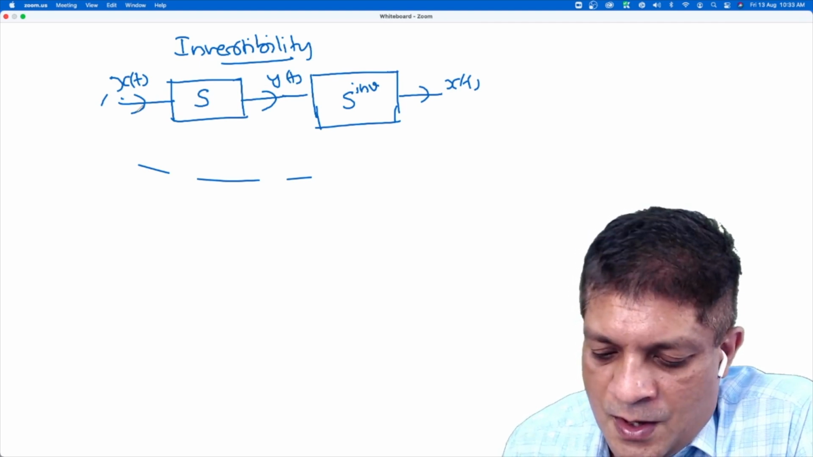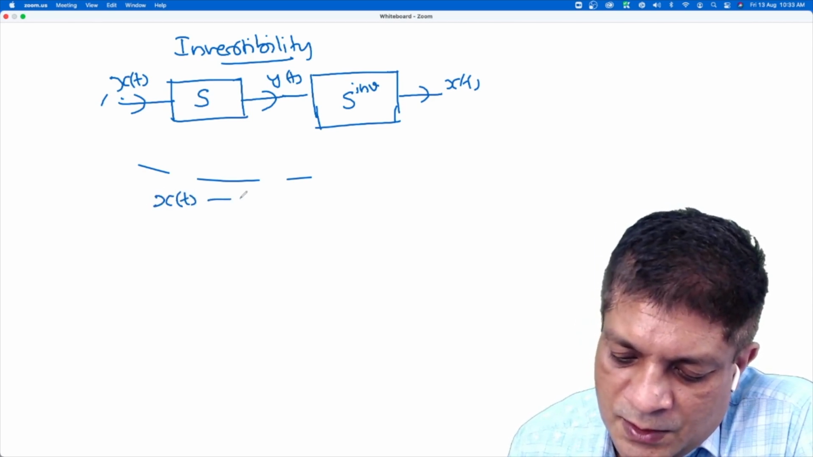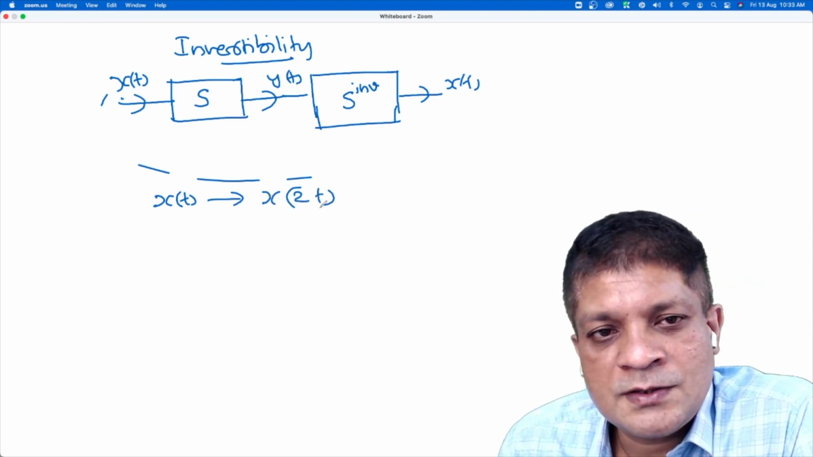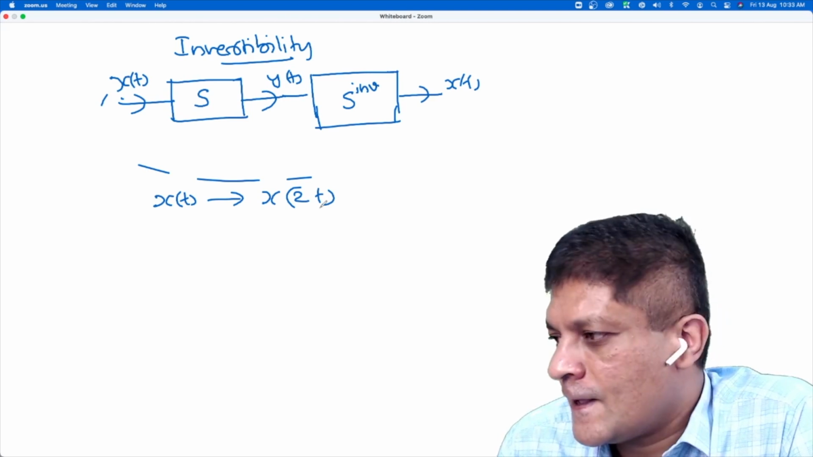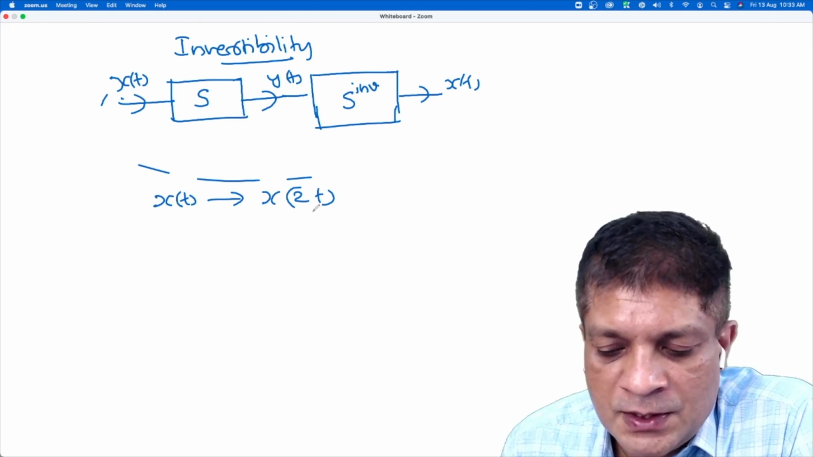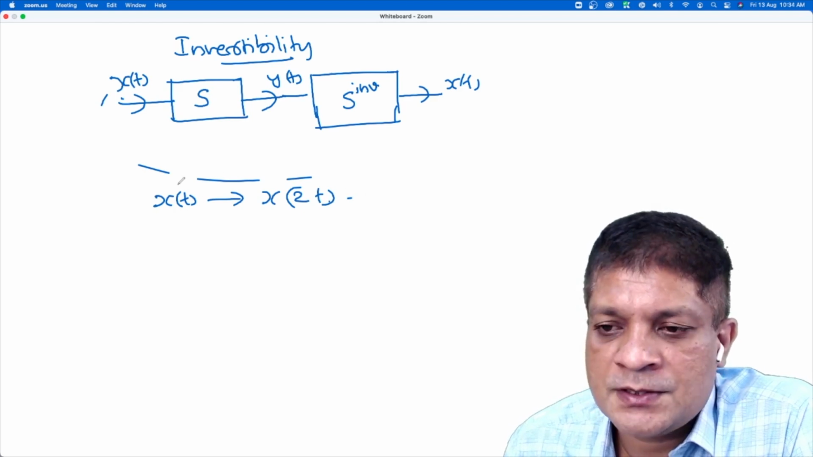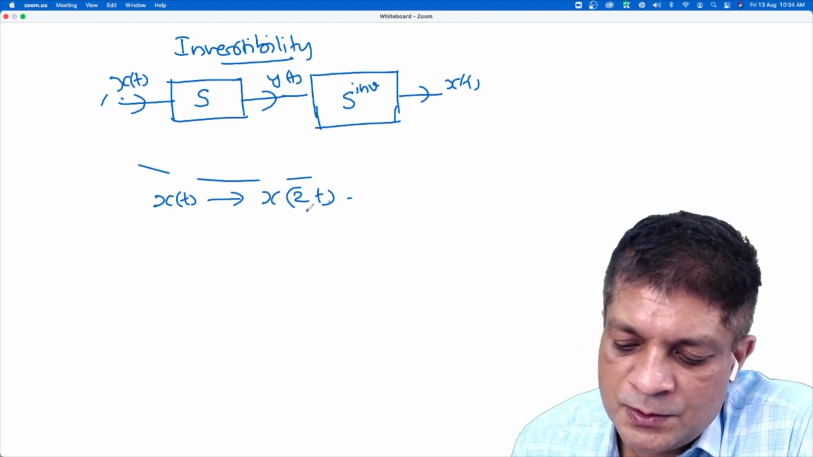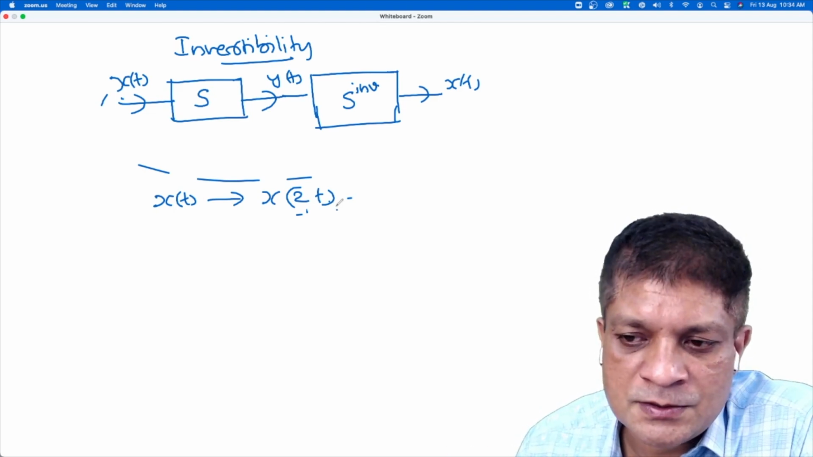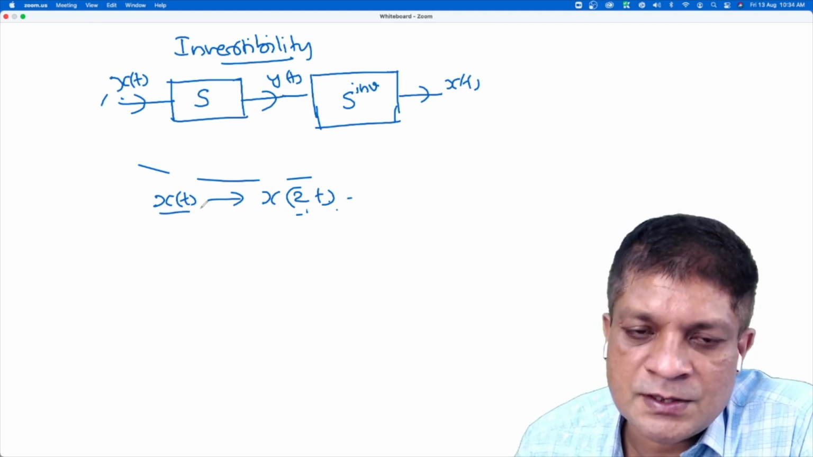Let us consider some examples. Let's say x(t) goes to x(2t). Is it an invertible system? Yes, sir. This is compression by a factor of 2. What is the inverse of that operation? This is time compression, and if you give this output to a time expander, a system that expands the signal by a factor of 2, then we can get back the original signal, isn't it?